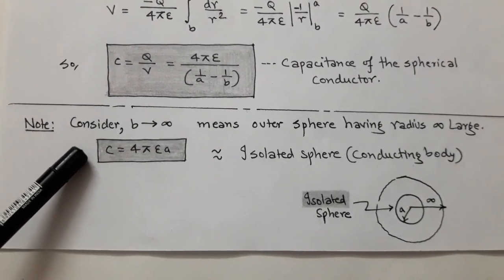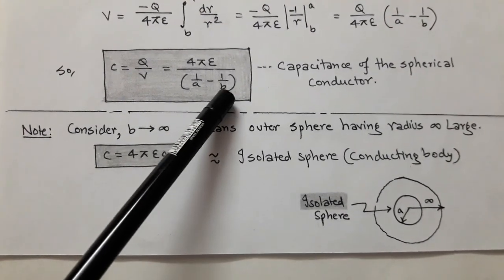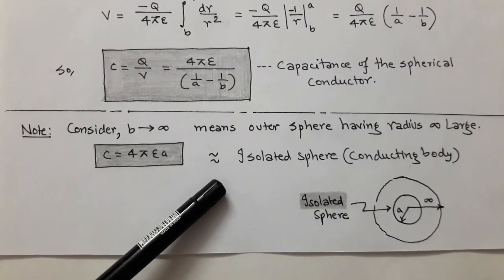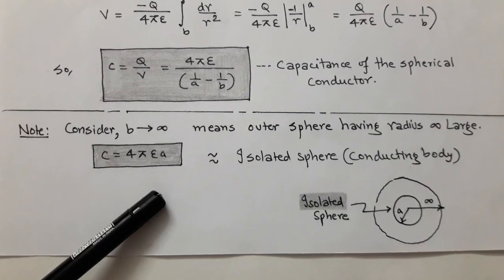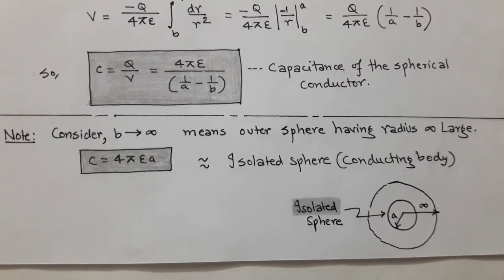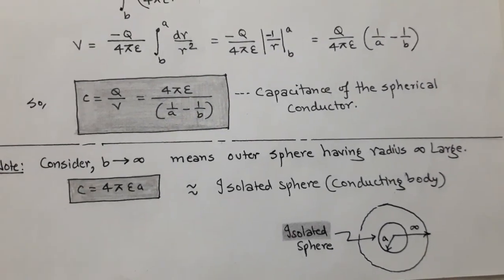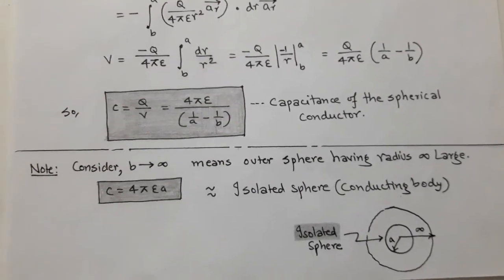Now put the value of b equals to infinity here. So 1 upon b equals to 0. So we get the capacitance of this isolated sphere is 4 pi epsilon a. So this is a special case of the isolated sphere that is obtained from the spherical capacitor by making the outer spherical conductor radius infinity.